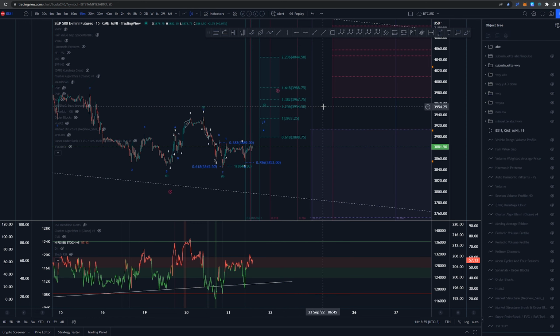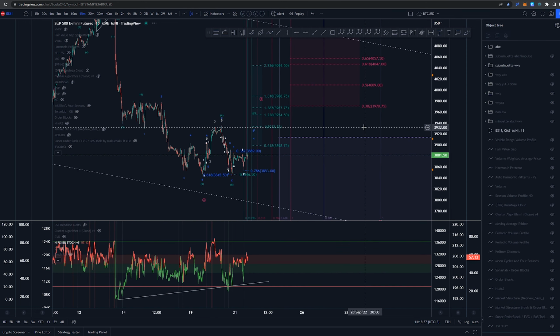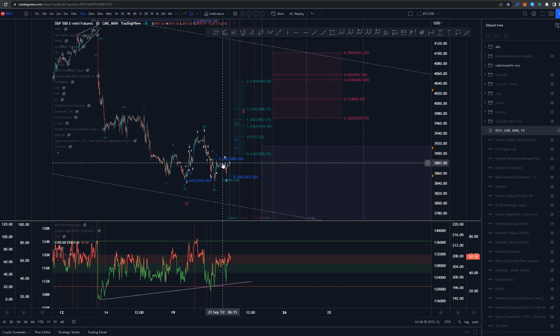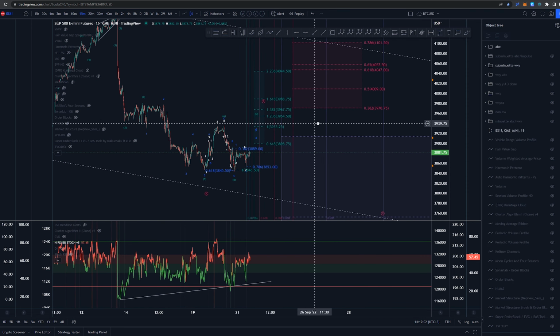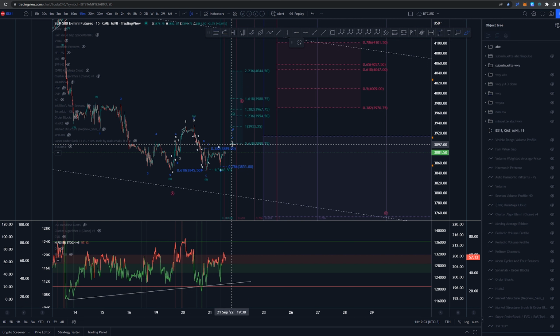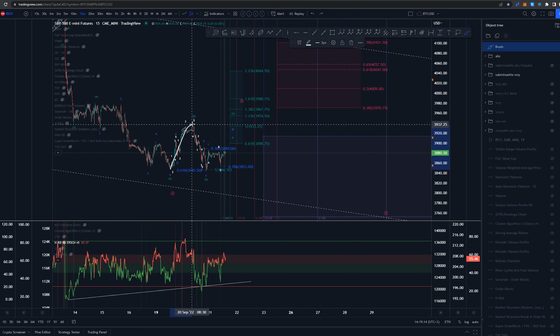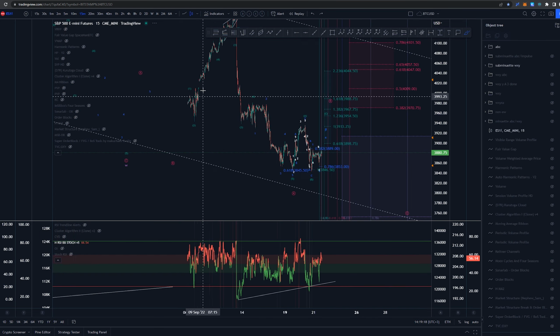Depending, of course, on how high this goes, we can be looking at different scenarios as well, whether this is going to be something else entirely. But I definitely want to see that 38.2 broken around the $3,970. That would line up kind of well with the 1.382 extension of this A, B, and C as well. But yeah, that is basically the target.